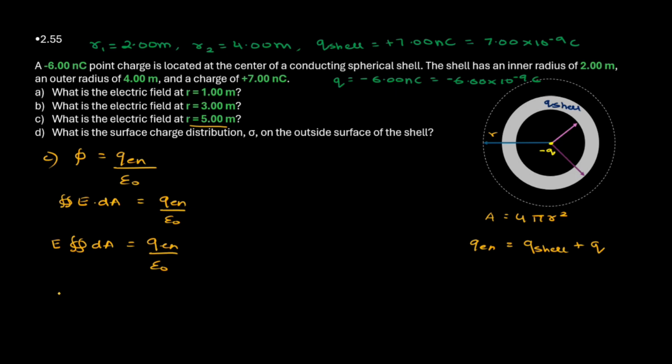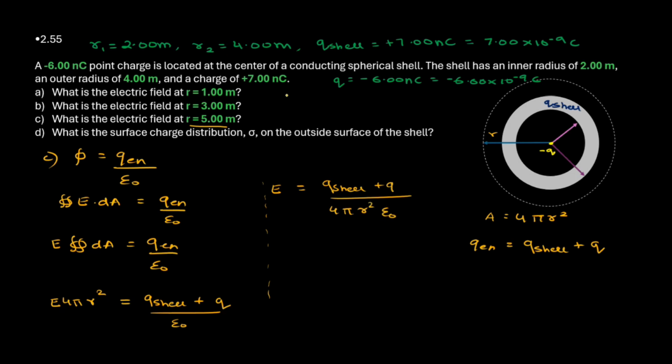Now let's rewrite this expression for phi. I write E into 4 pi r squared equals charge on the shell plus charge in the center over epsilon naught. Divide by 4 pi r squared to calculate E. Q shell plus Q over 4 pi r squared epsilon naught. Again, 1 over 4 pi epsilon naught we will take as K, and we will substitute that as 9 times 10 to the power 9. So let us substitute the values and calculate E.